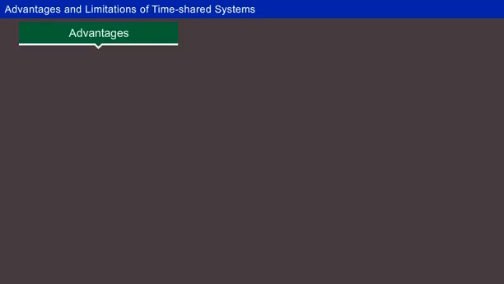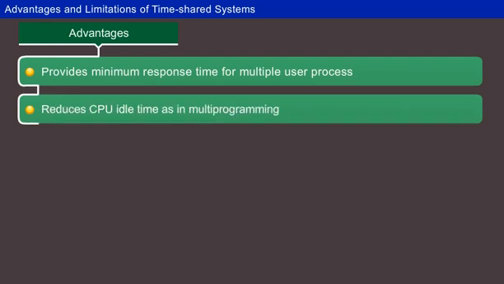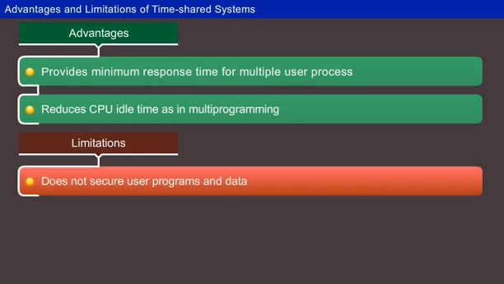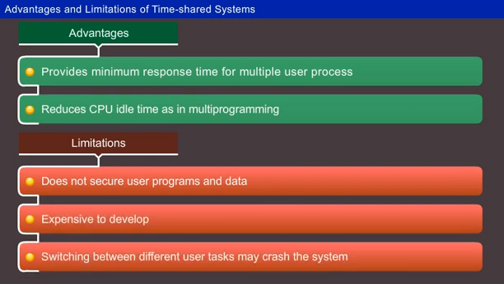Let us discuss some advantages of time-shared systems. Time-shared systems provide a minimum response time for multiple user processes. They reduce the CPU idle time, similar to multiprogramming. The limitations of time-shared systems are: it does not completely secure the user program and data. It is expensive to develop. Sometimes, switching between different user tasks may crash the system.